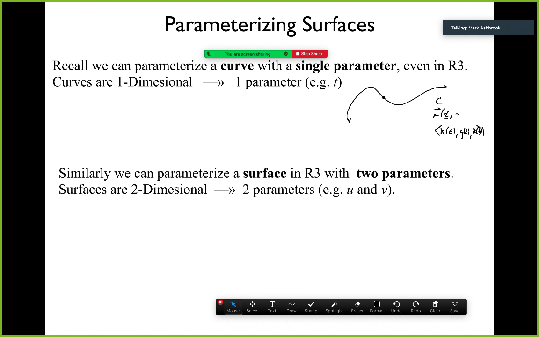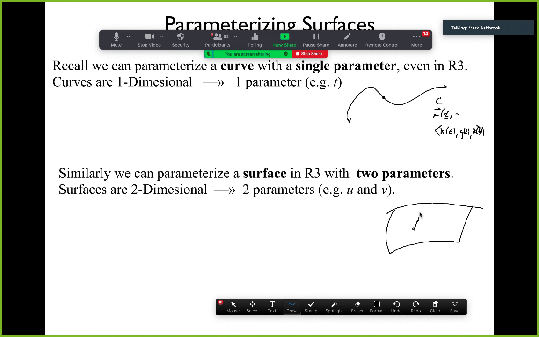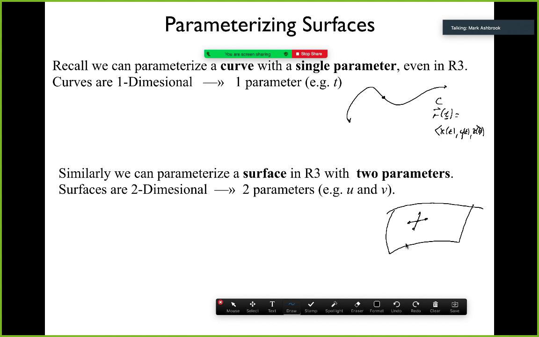Okay, and then we said a surface is two-dimensional. Given a point on the surface, there's really 2 degrees of freedom. And so we need 2 parameters, u and v, to parameterize a surface. So we usually call that S. So now R is a function of u and v. And again, we're writing x, y, and z, each as a function of u and v.